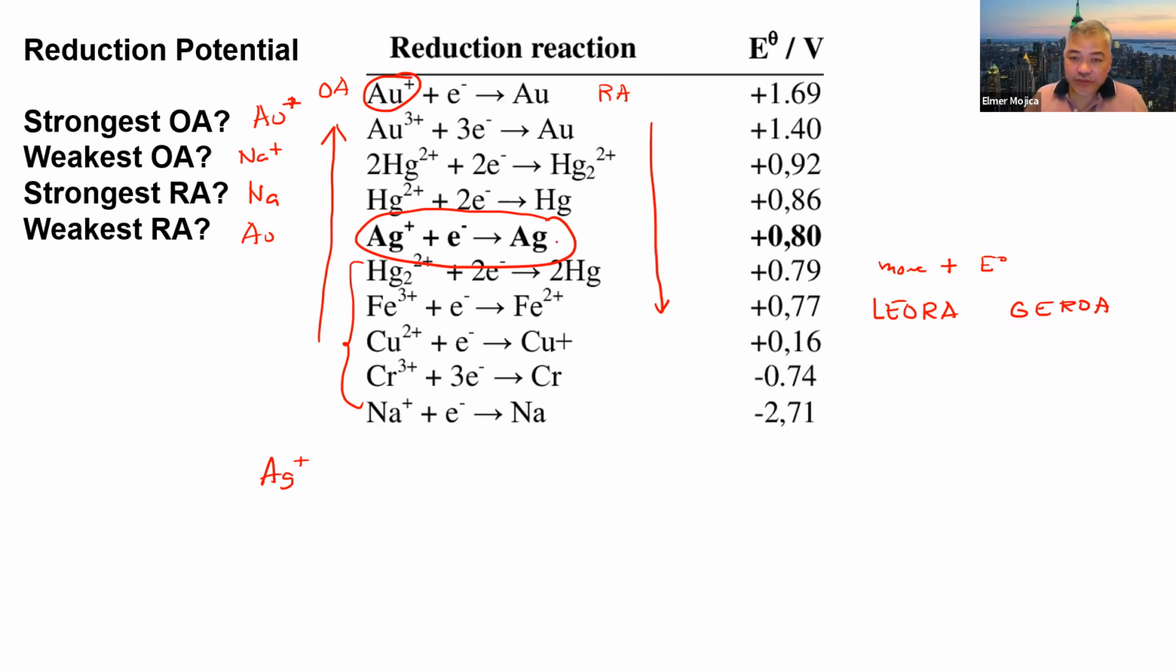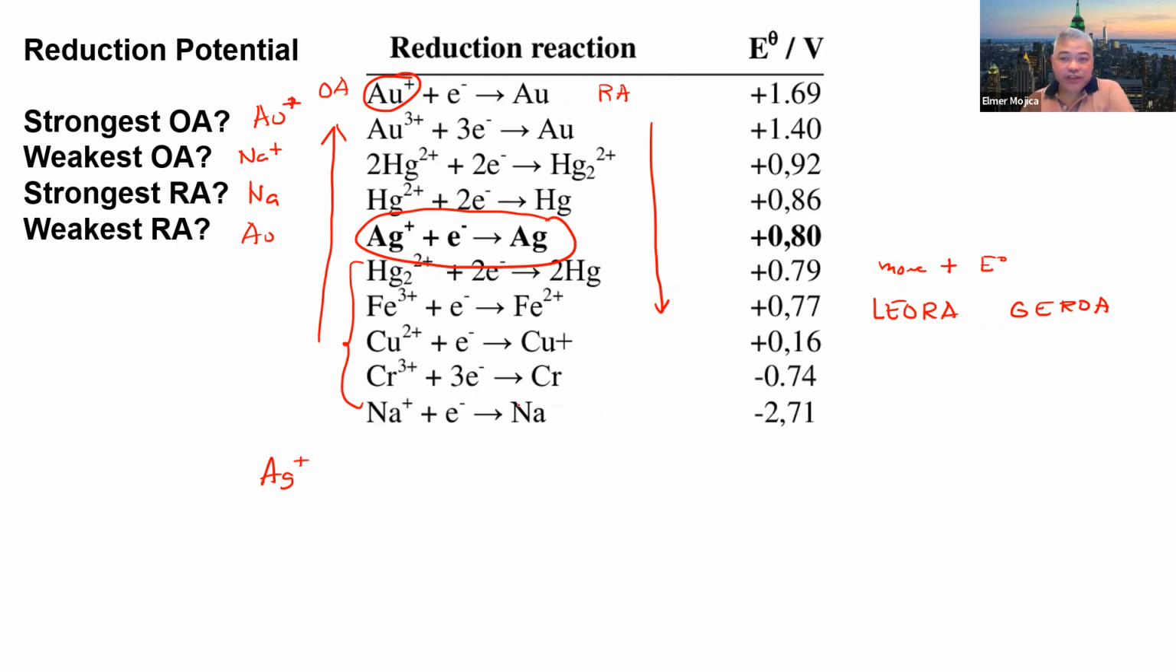The same thing if we have the silver metal here. It can reduce anything that is higher in the reduction potential here, like gold, the two forms of gold, but it cannot reduce the one that is lower than it. So that's the information that you can get.